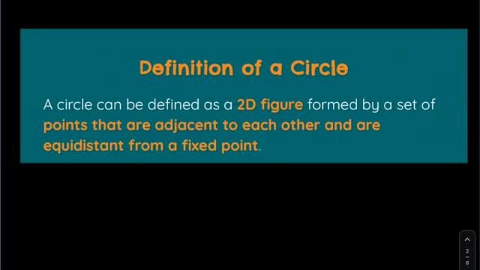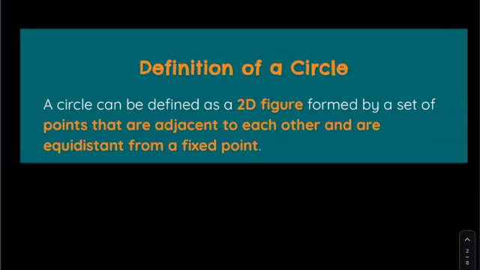So let's talk about some of these vocabulary words. A 2D figure just means that it is two-dimensional. That just means that it is flat. Then we have this idea that it's formed by a set of points that are adjacent to each other. Adjacent means that they are beside each other, right next to each other. So a circle is formed by all of these points that are just right beside each other, so close that there's not maybe any space in between those points, okay?